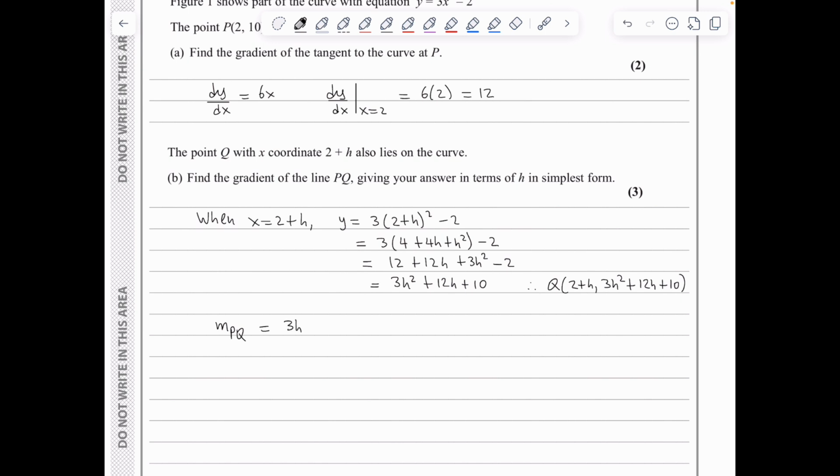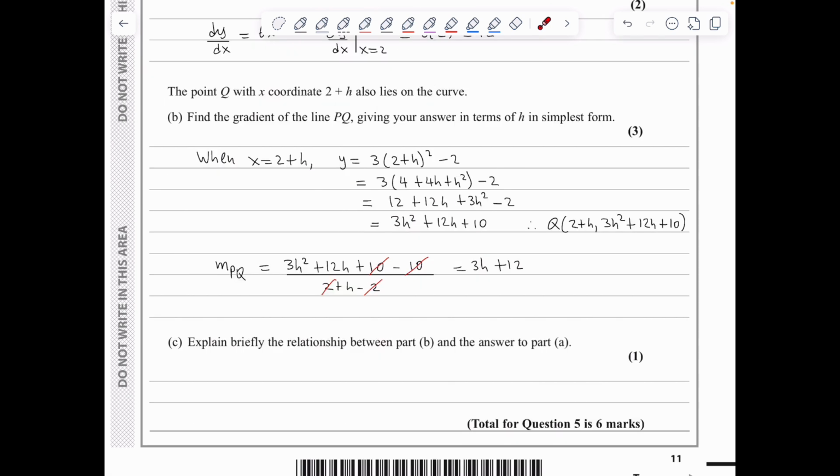So we've got 3h squared plus 12h plus 10 minus 10 over the 2 plus h minus the 2. So we notice that the 10 with the negative 10 will cancel out, the 2 with the negative 2 will cancel out, and this simplifies to 3h plus 12, which is the gradient of the chord PQ.